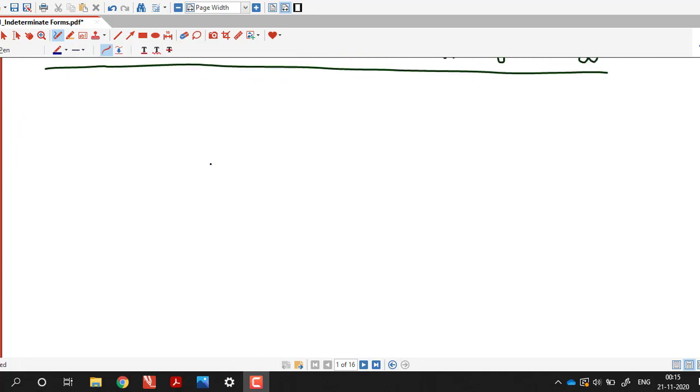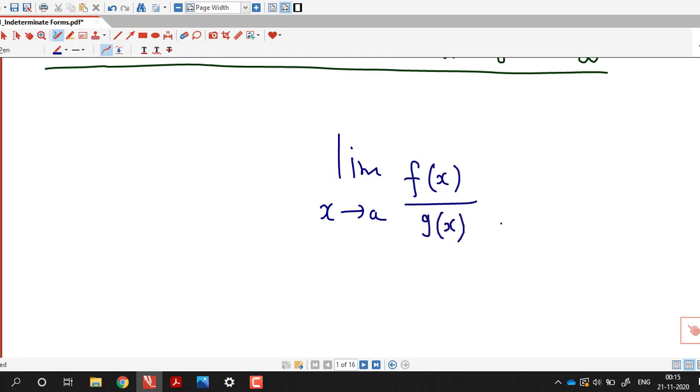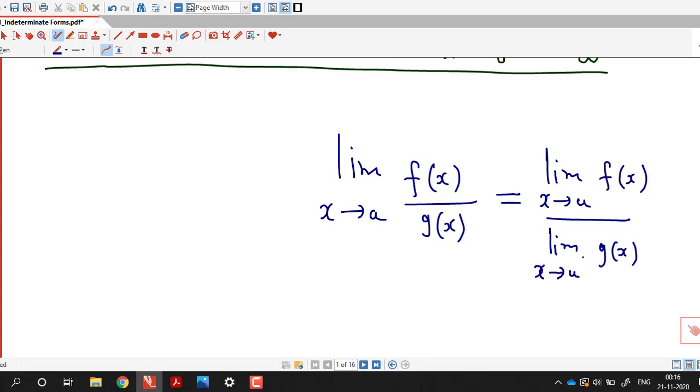You are familiar with limits of functions of one variable and with these types of rules of limits. Suppose I have two functions f(x) and g(x). Then we know that the limit of f(x) over g(x) is given by the limit of f(x) over the limit of g(x), provided the limit in the denominator is different from 0.